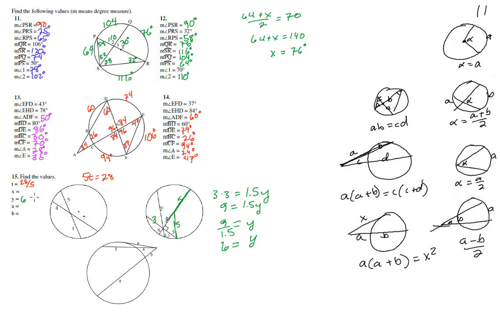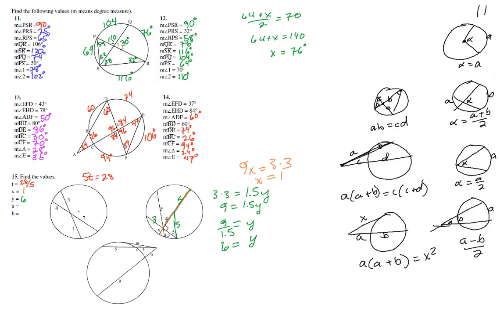So y is 6. Now x, notice we have 9 times x equals 3 times 3. Let's write that down in a different color. So we're 9 times x equals 3 times 3. Oh, look, that's going to be x equals 1. So x is 1. Oh, that was good. Now let's try this picture down here.